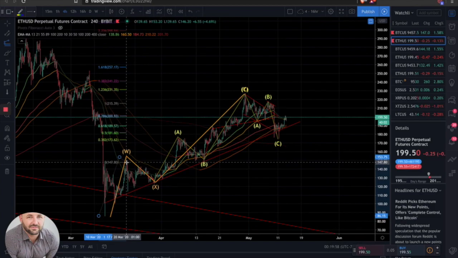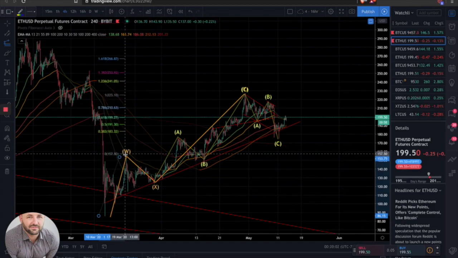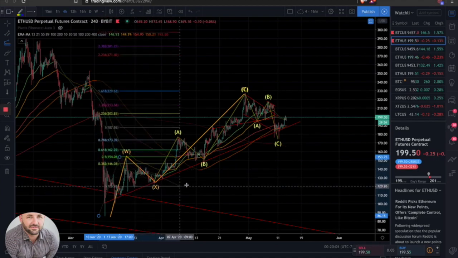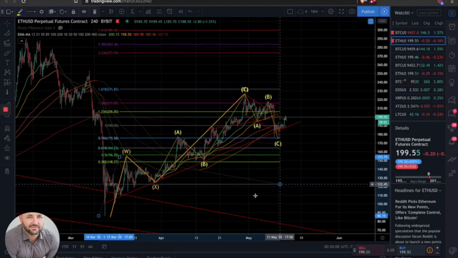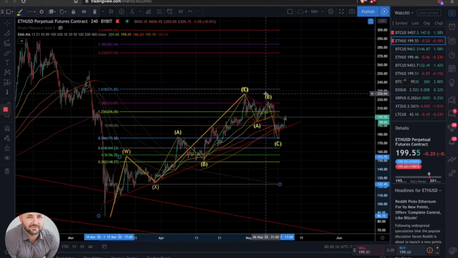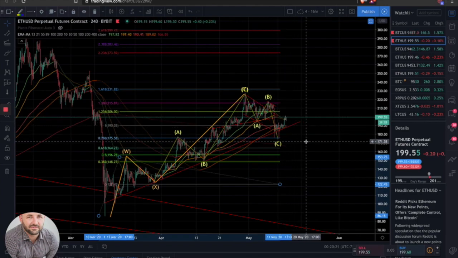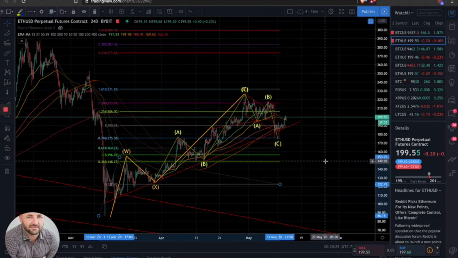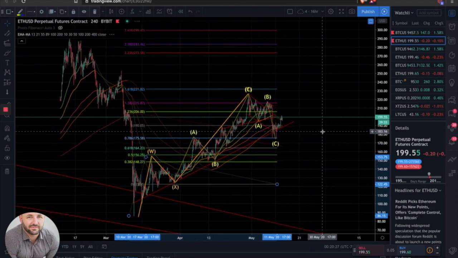And then for a WXY, we would have an ABC structure in the middle, so A, B, and C right here. We'll put us right up here, tagging the 1.618, saying that this is as high as we are going. It's pretty much maxed out, and we need to reset and correct further in order for us to get an impulsive move to continue to the upside.